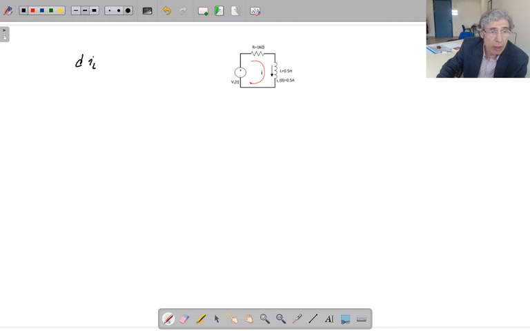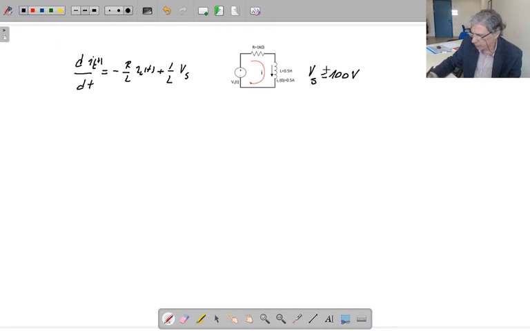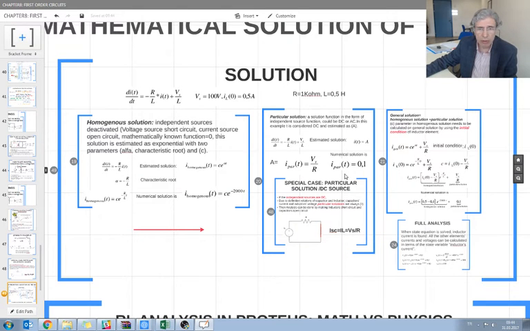The state equation is dIL over dt equals minus R over L times IL(t), which is a function of t, of course, plus 1 over L times Vs. And our source is a DC source, 100 volts. So this is what has been given to us. We found the homogeneous solution, find the particular solution, add them and find the general solution. Now I am going to explain this frame to you.